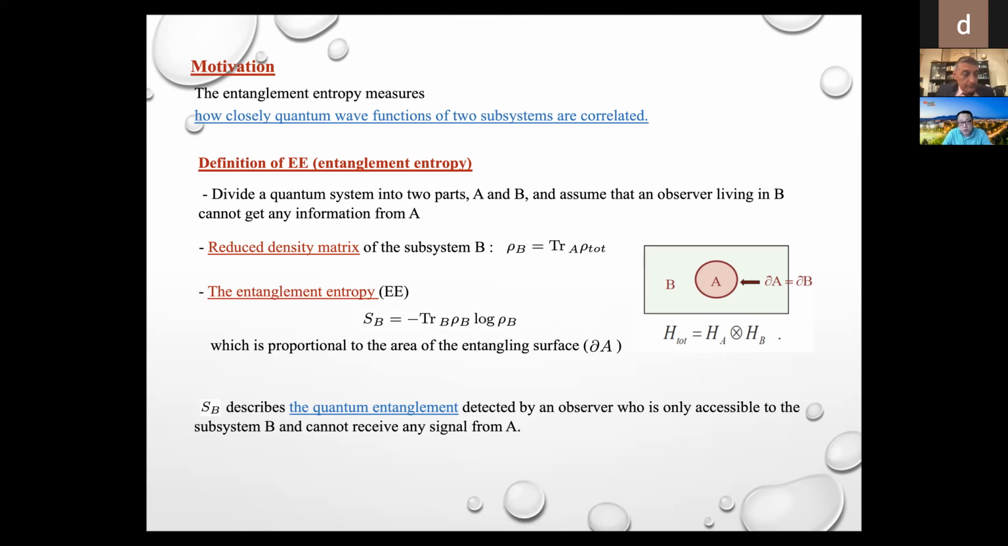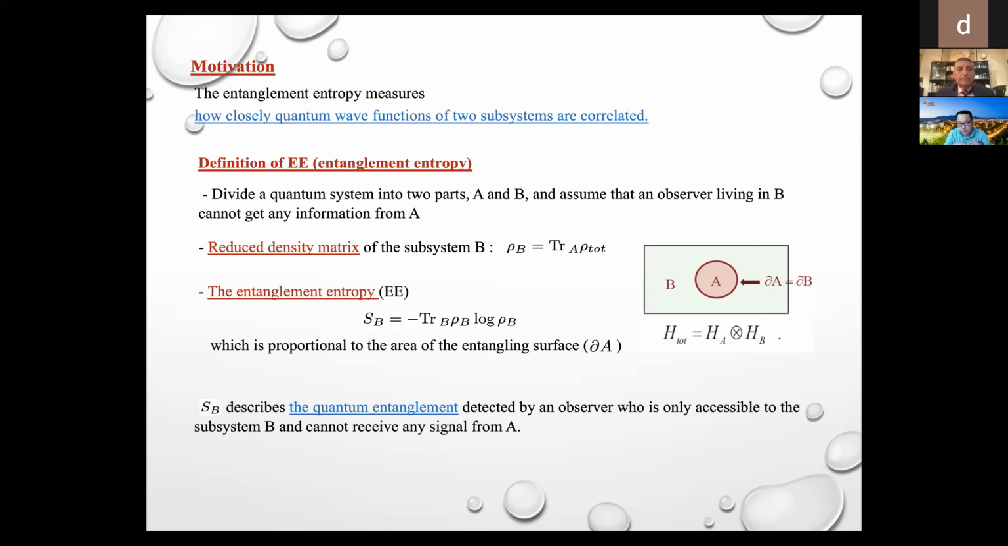Entanglement entropy is a very important concept to understand the quantum nature of a physical system. Entanglement entropy measures how closely the quantum states of two systems are entangled or quantumly correlated. The definition is manifest. This is the definition in the usual quantum field theory.